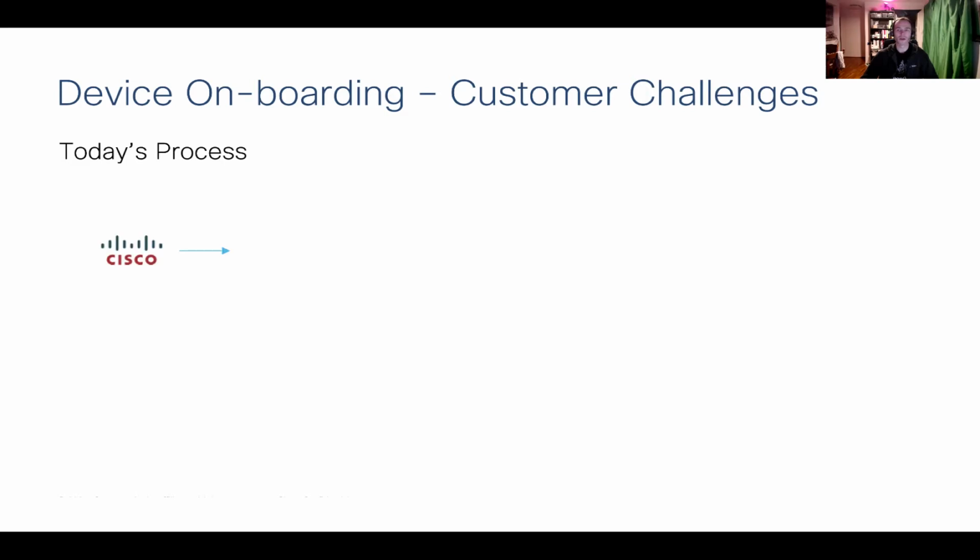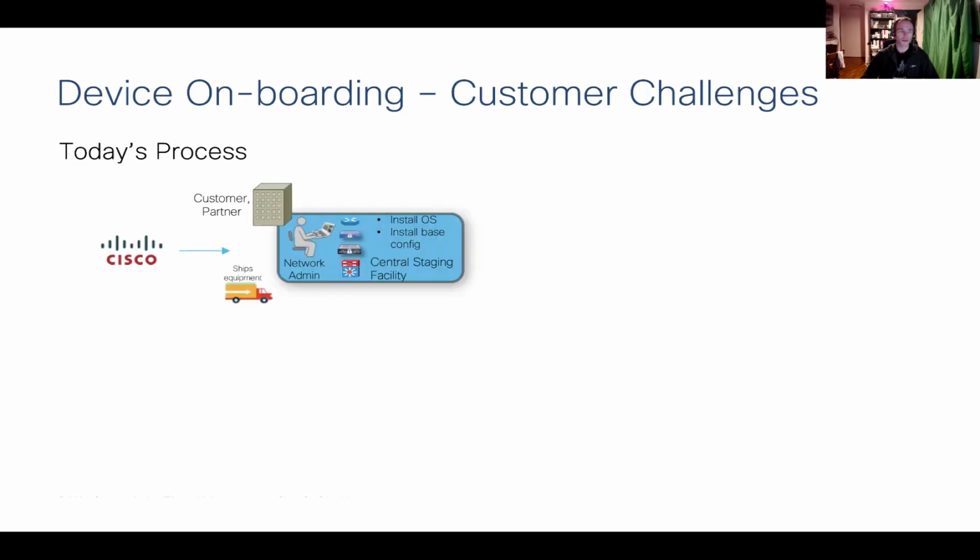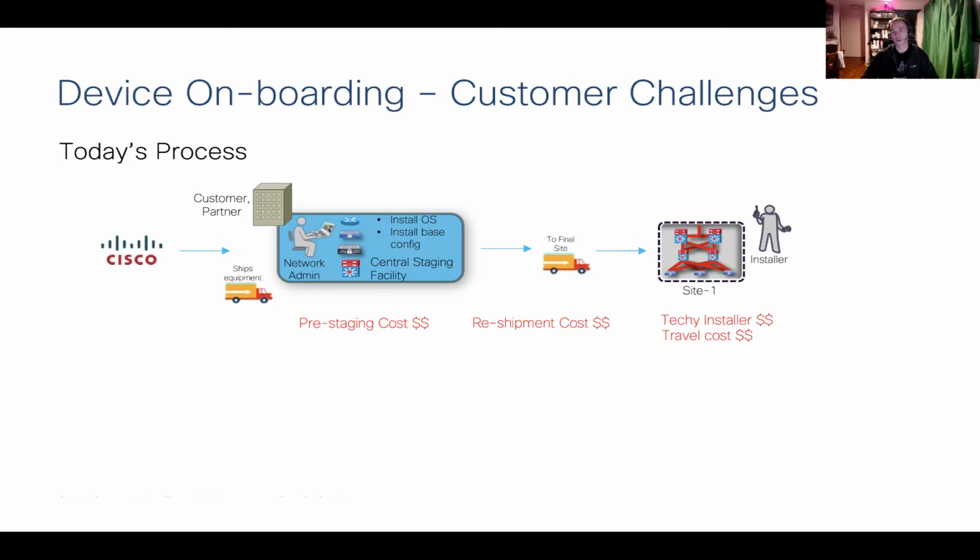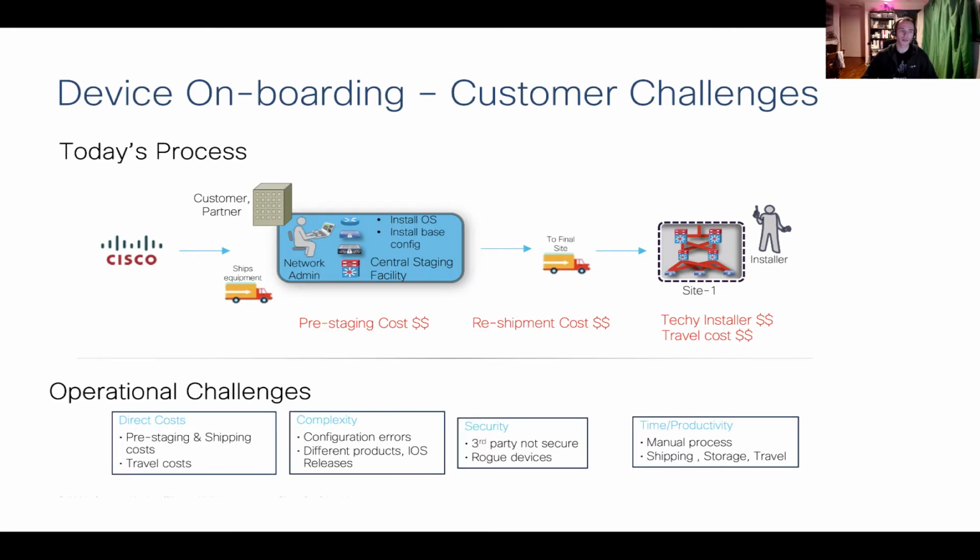Now, as far as device onboarding goes, today's process is when we order equipment from Cisco, either through a customer or a partner, then that equipment ships and arrives, and then typically the network admin does the pre-installation, making sure the operating system is installed and that it has a configuration if needed. Then the device is sent or shipped to the final site and then actually installed. So there's a couple steps in the way here, and each of these steps has a time and a financial cost, as well as operational challenges on all sides of this.